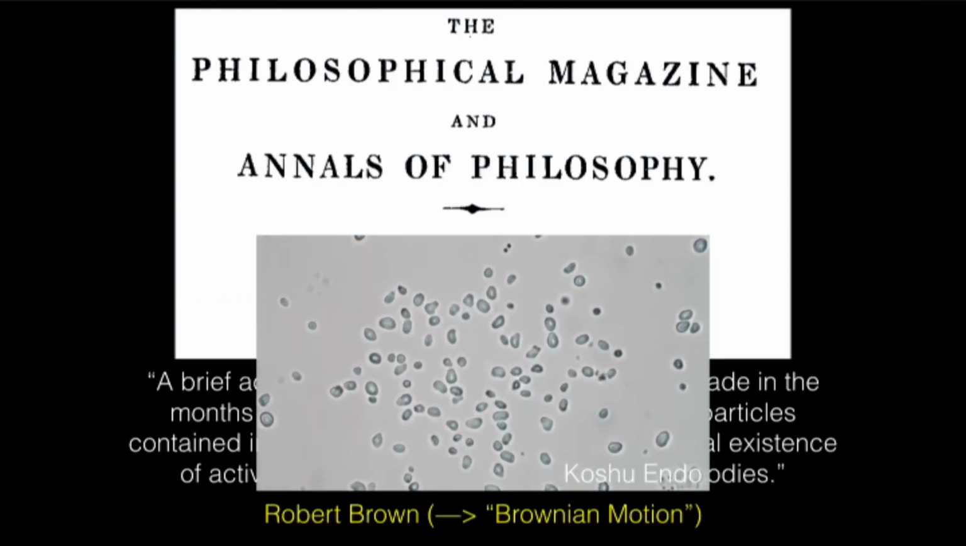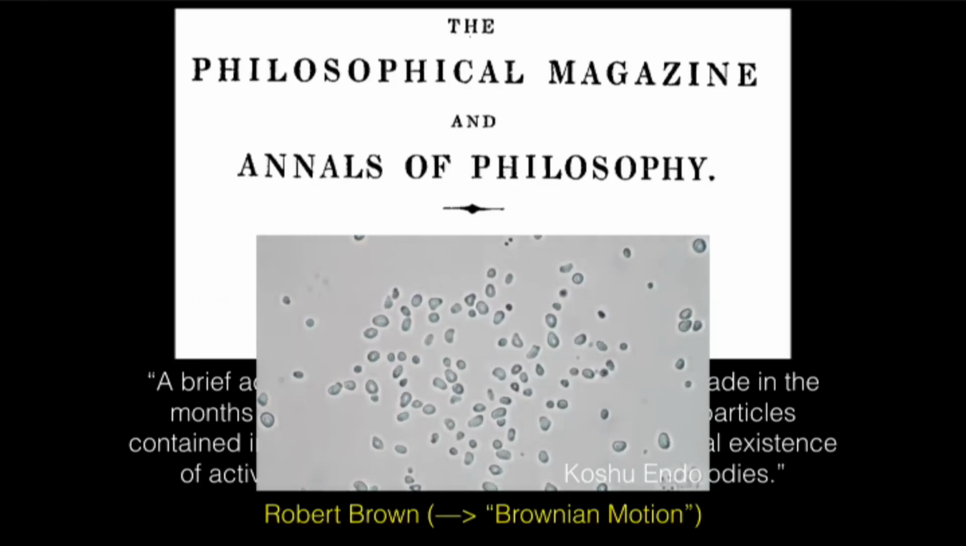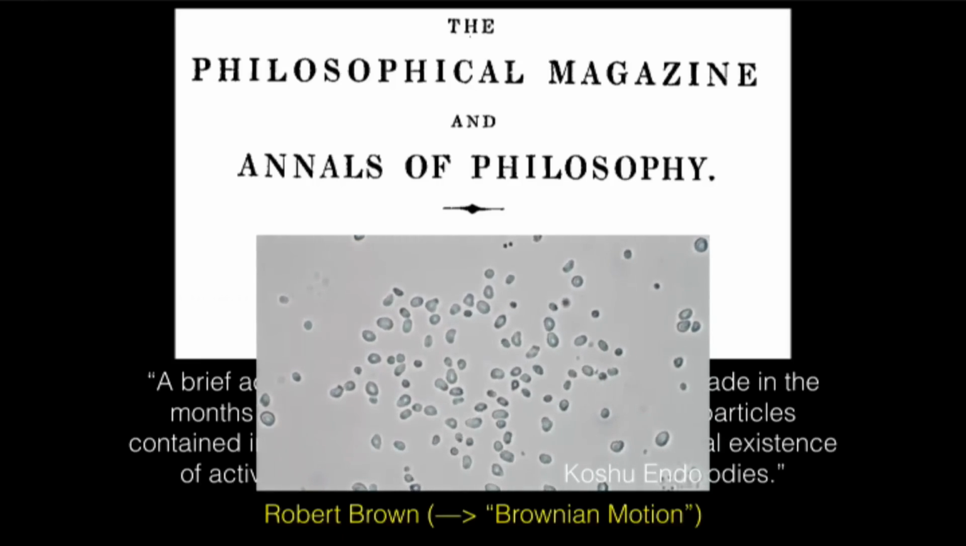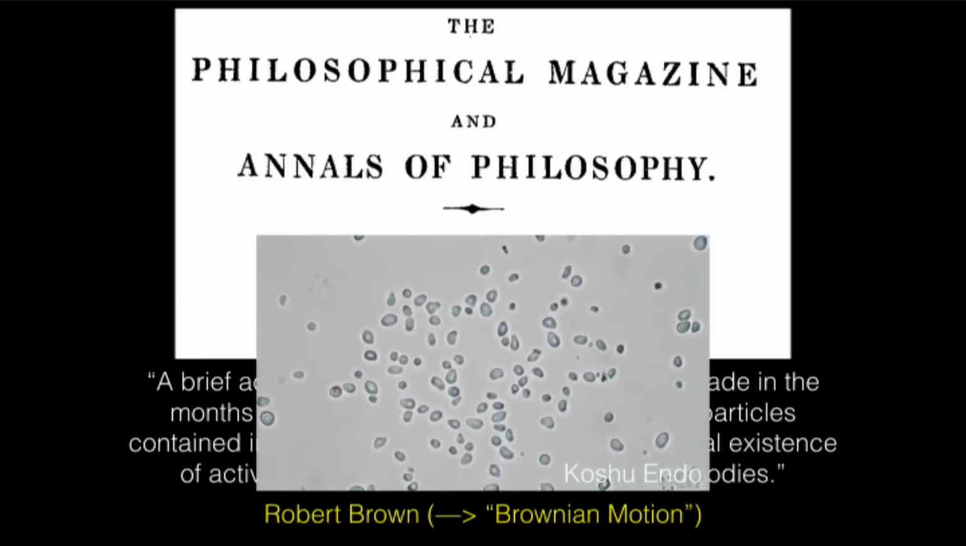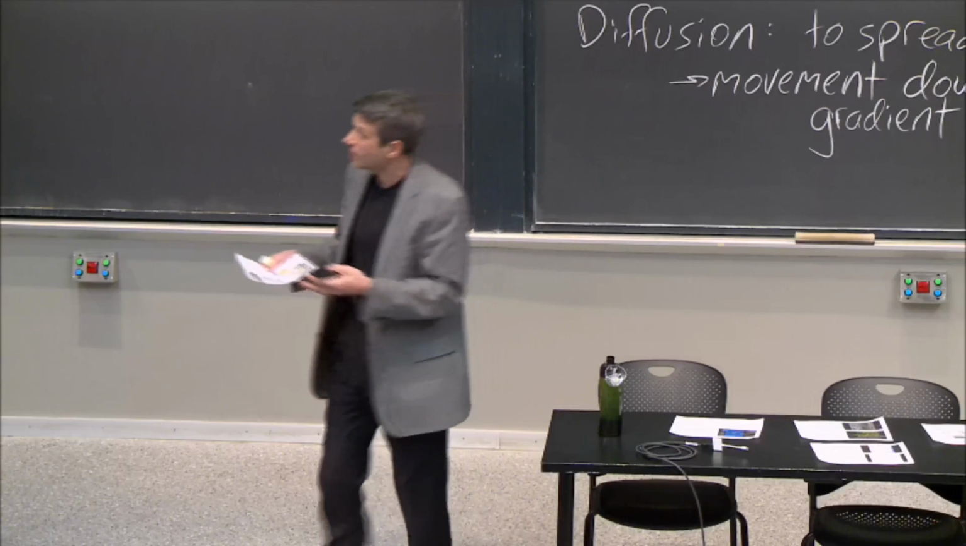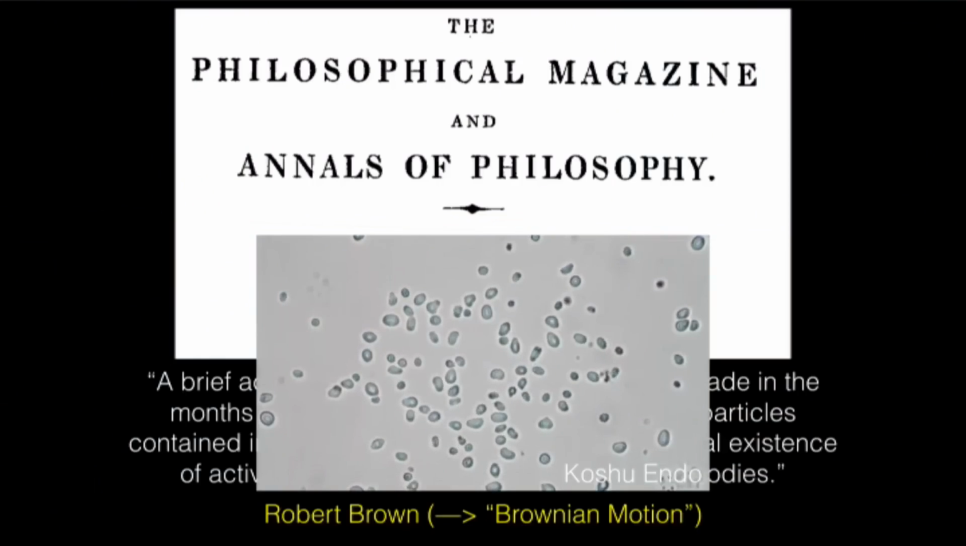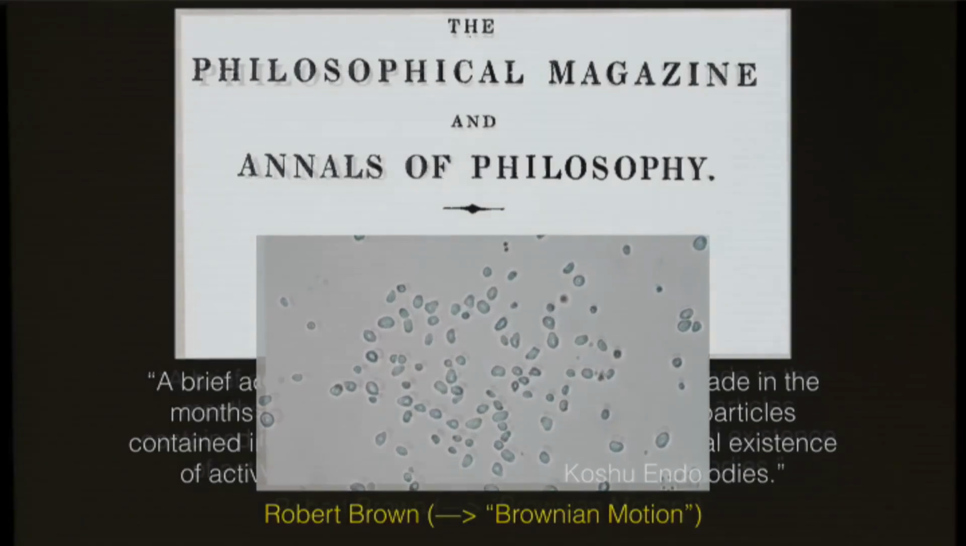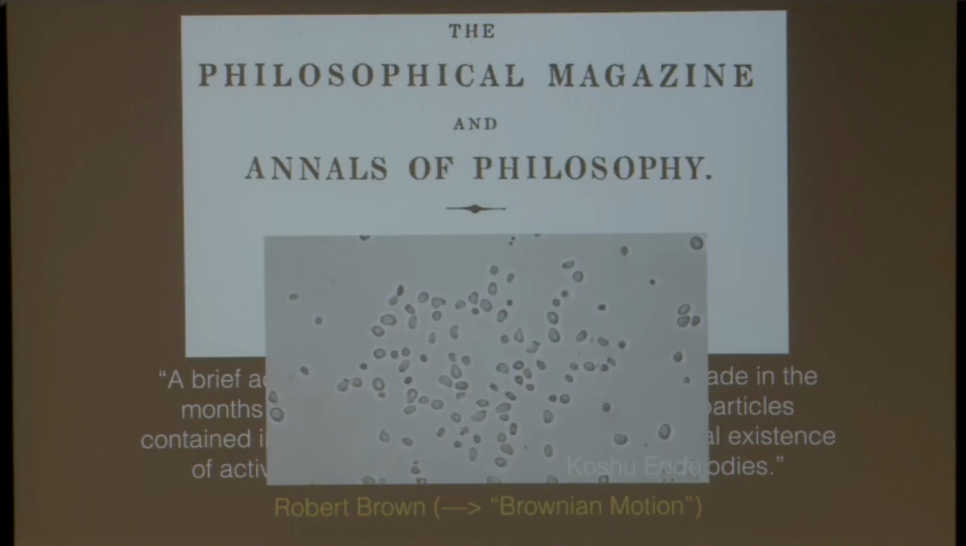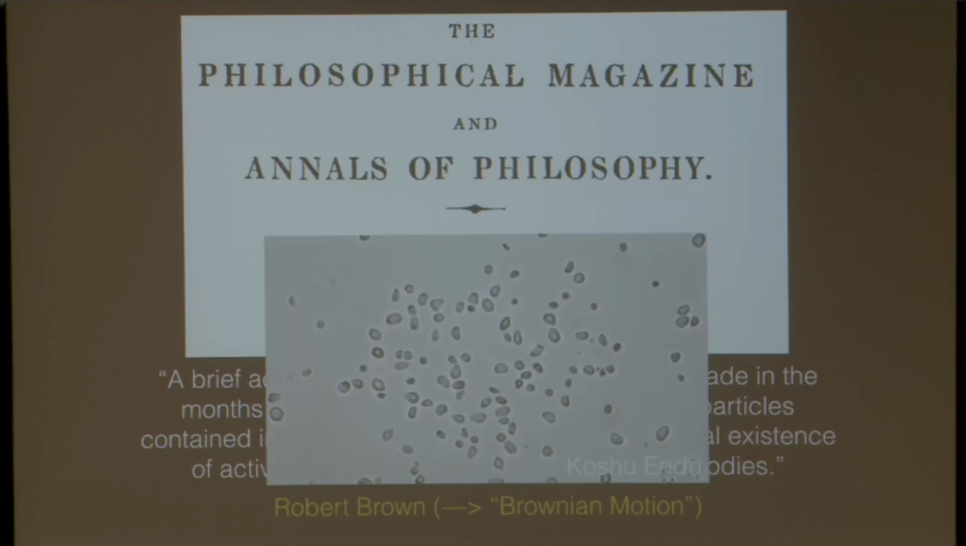So that's what he saw, except this isn't what he saw. This is what Koshu Endo randomly posted online, and I'm showing you. But if you looked at pollen in a microscope and you were Robert Brown back in the early 1800s, you'd see this. And so he thought, aha, there's life. This must have to do with biology. Things are alive, and so they move, and it must be something like that.